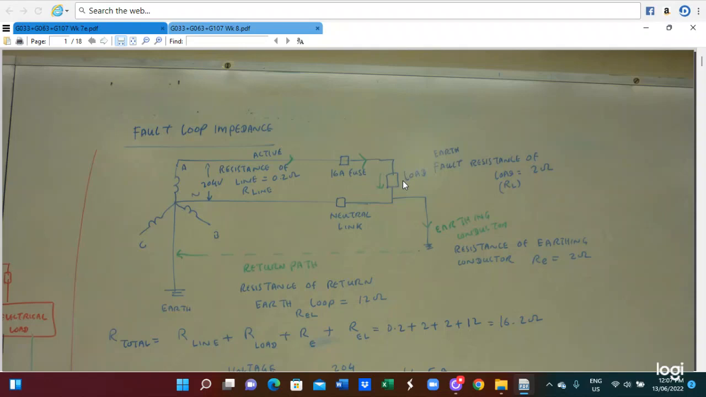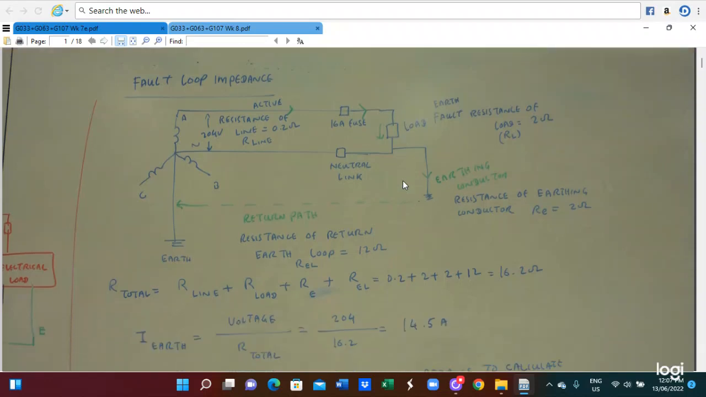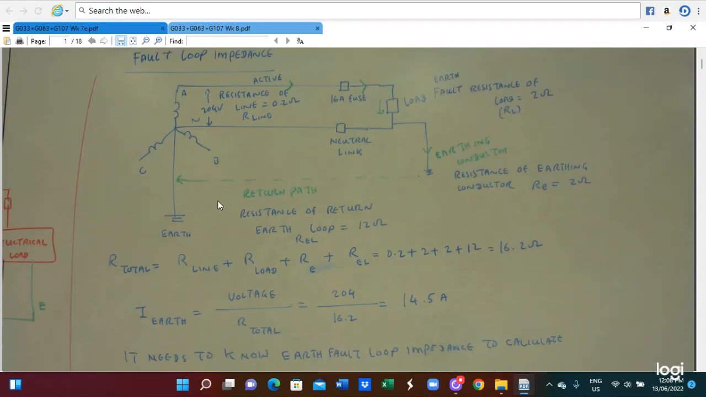Then the next one is the fault loop impedance. For the fault loop impedance, this is the resistance ring, here with the 16 ampere fuse, and this is the load, and this is the resistance of the earthing. So RE is less than 2 ohm, and the resistance of the load is 2 ohm like this. Resistance of the return R2 is 12 ohm. So there will be this supply here, the active wire line, the fuse, the load, and this is the return line, the fault resistance. So the total resistance is R line plus R load plus RE plus R neutral.